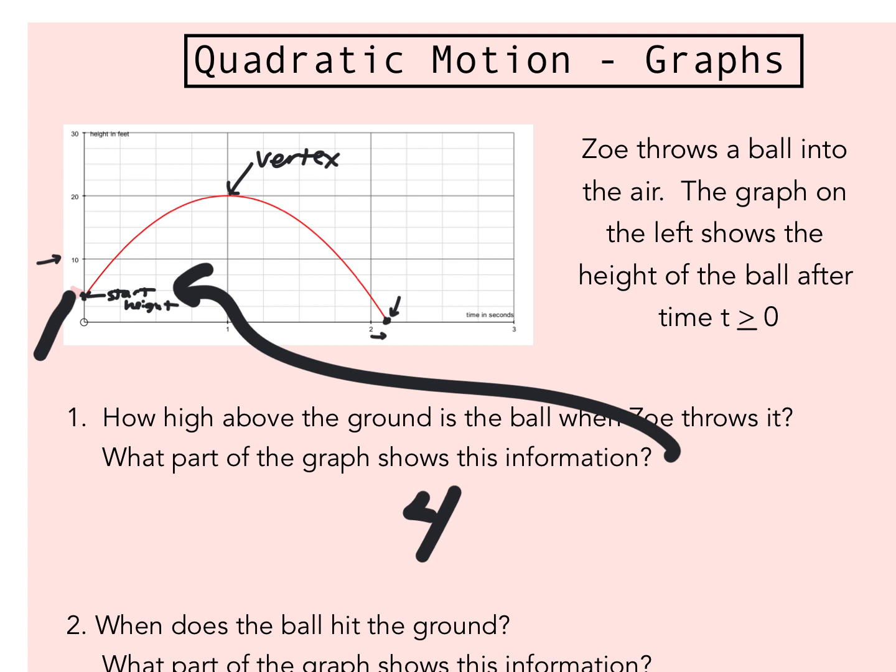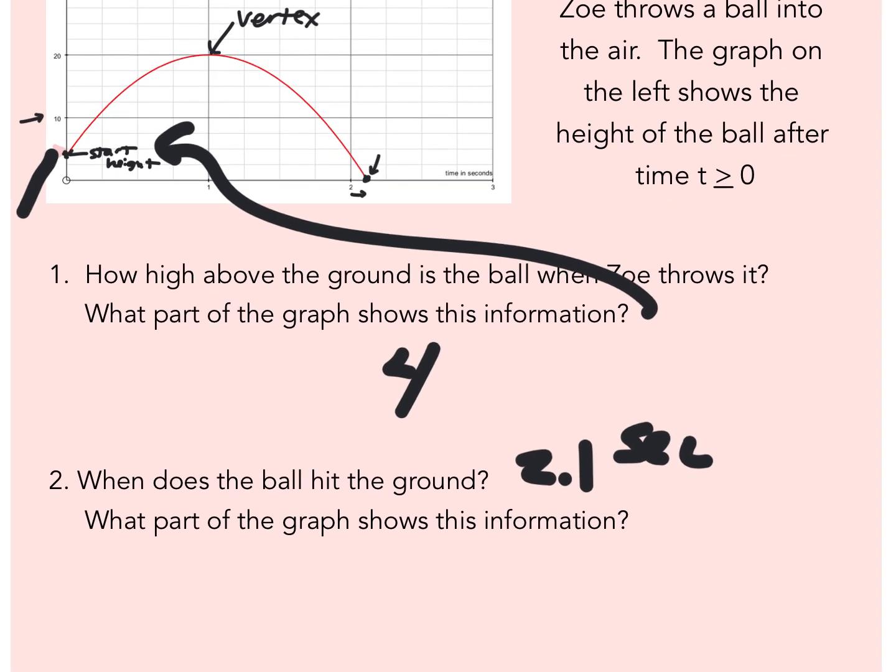When does the ball hit the ground? Well, it looks like a little more than 2, so I'm going to say like 2.1 seconds. It doesn't have good units there, but actually, you could argue that it does. But 2.1 is close enough. What part of the graph shows this information? Well, the other one was a y-intercept. What's this one? X-intercept.